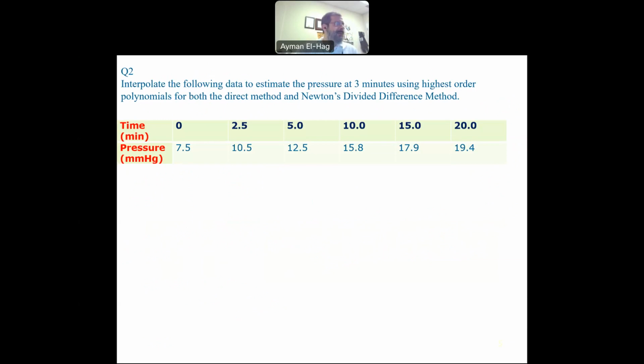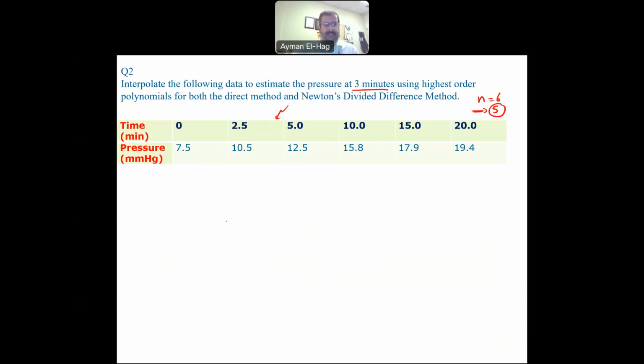Now here in the second question, interpolate the following data to estimate the pressure at 3 minutes. So we have here the time and the pressure, and at 3 minutes the data is missing, using highest order of polynomial. Again, we have to figure this out. We have 1, 2, 3, 4, 5, 6 points, so your n is equal to 6. So the degree of the polynomial will be equal to 5.